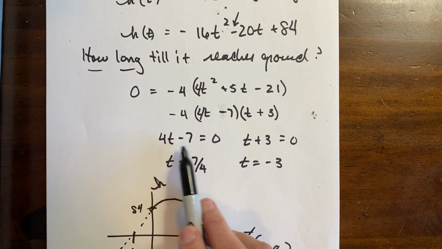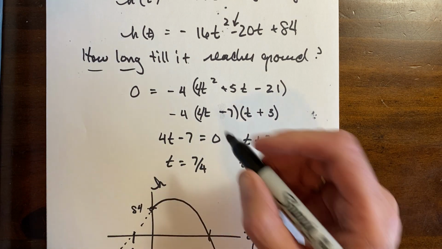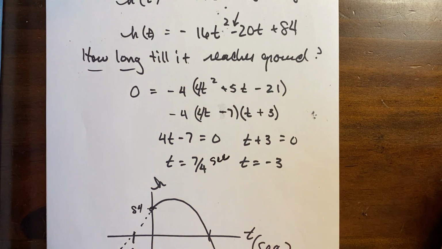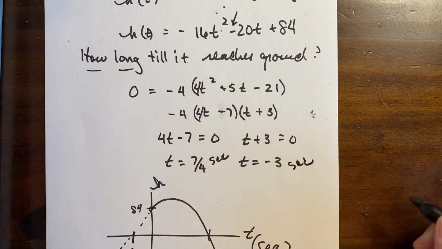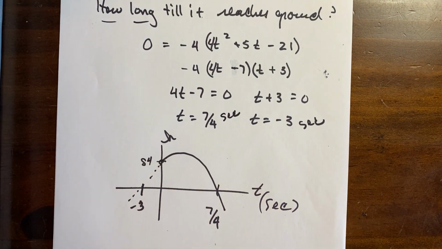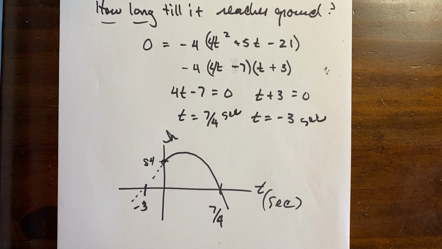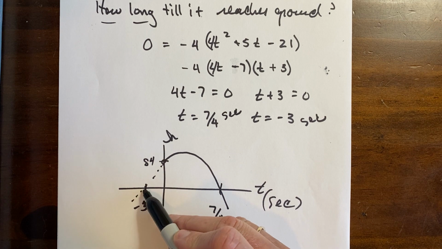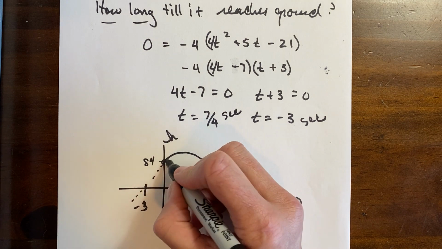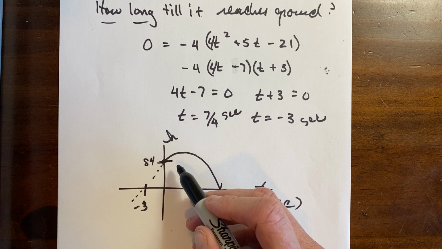Then I set each factor equal to 0. So I have a time of 7/4 seconds and a time of -3 seconds. Well, some of you think, well, -3 doesn't make sense. Well, it kind of does. It's a theoretical time. It is time before our experiment began. Because remember, we threw it from a platform of 84.